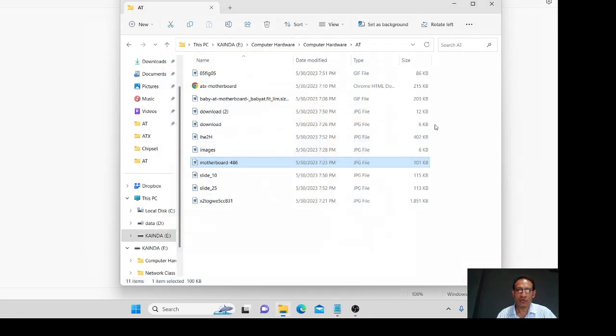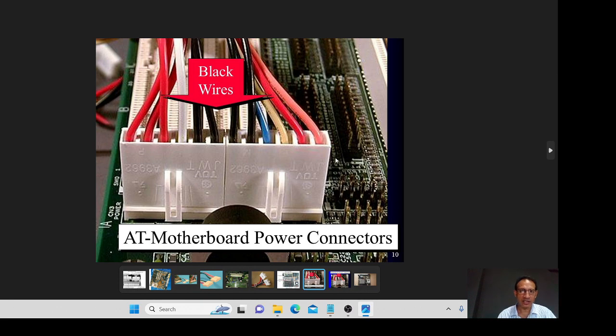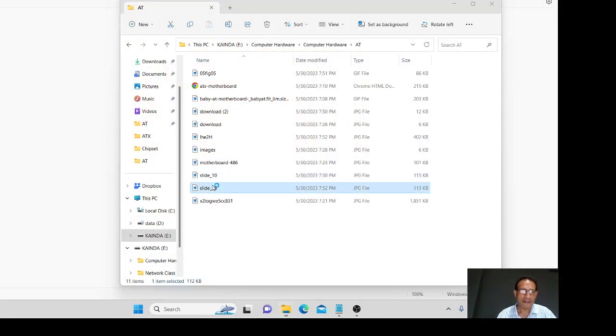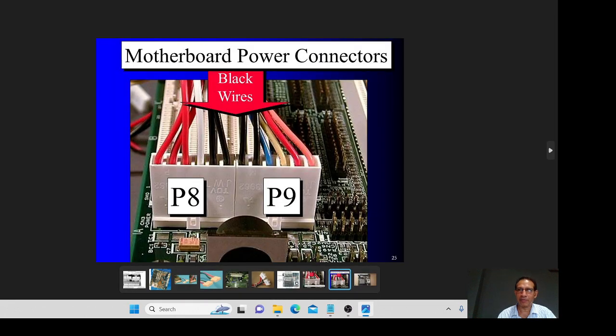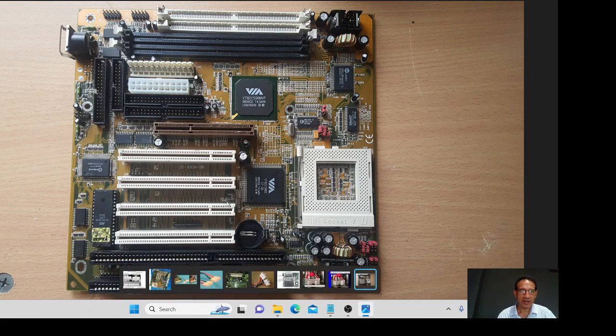So moving forward from this ATX motherboard, yes, very clearly you can see how it is connected. Right, P8 and P9. Another ATX motherboard, it's a VIA chipset. There are different chipset vendors. SIS I showed you earlier. Now this is a VIA chipset.